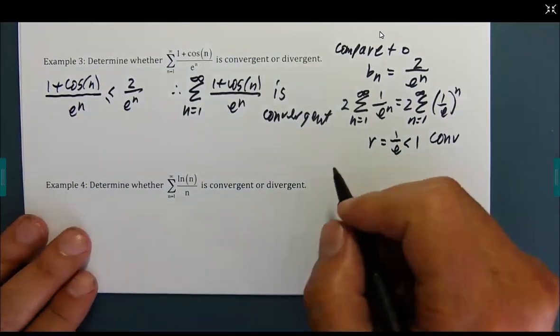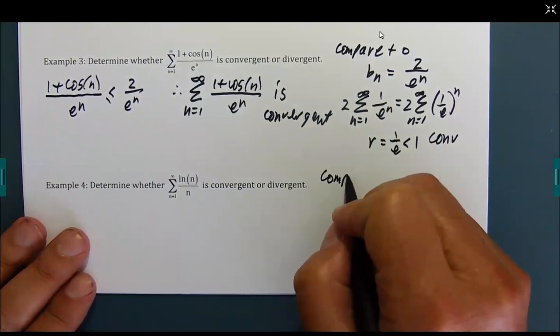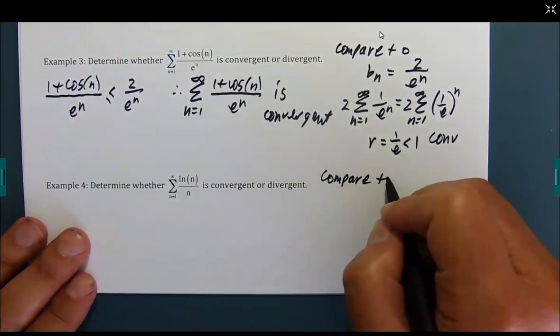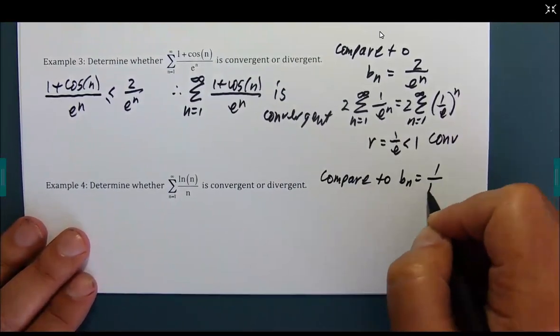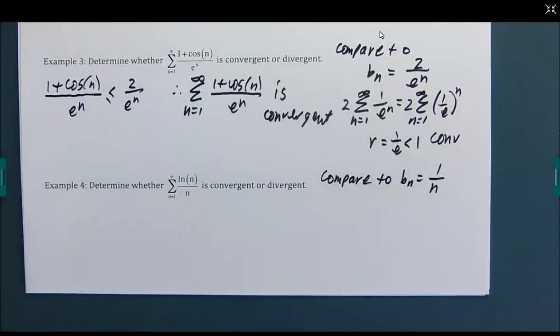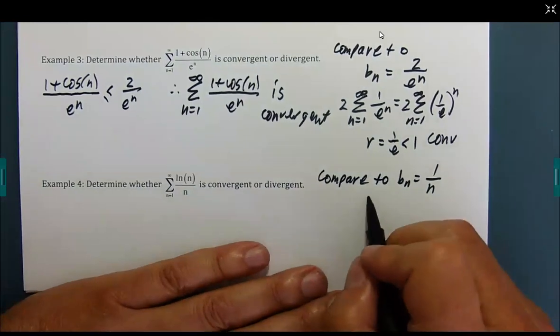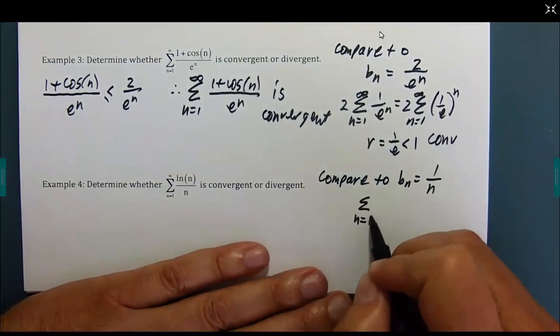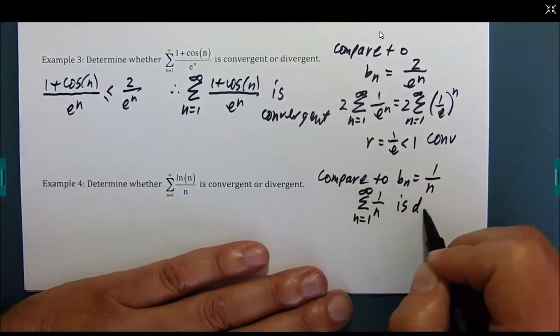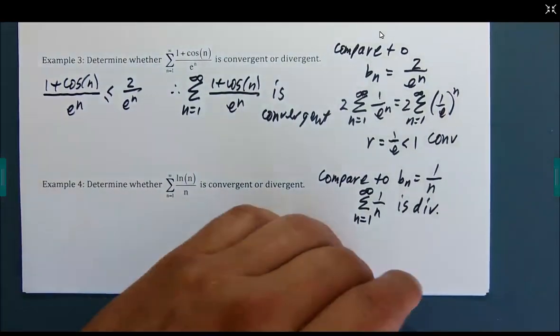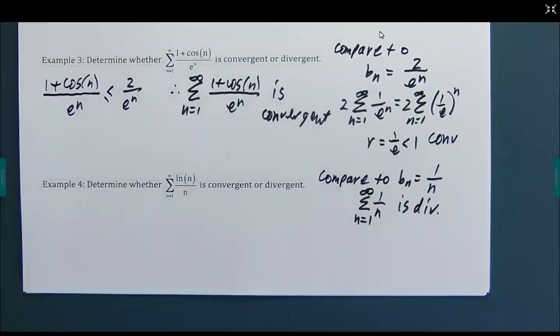Now, I'm going to compare to b sub n is 1 over n. Now, I also know that this is divergent. It's actually called a harmonic series. But we know that it's divergent because of, well, actually, for several reasons.